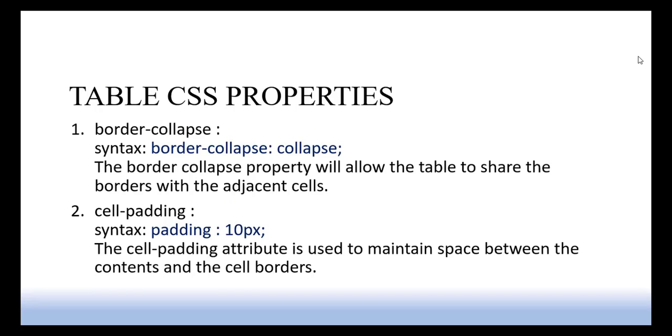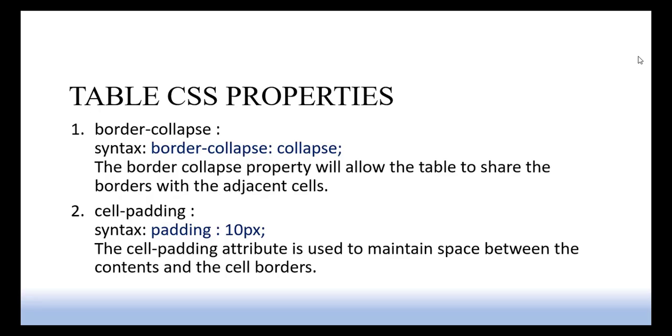So the CSS properties are like this: border-collapse. Border collapse means that since we will be giving a border to each cell, we don't want separate borders on each cell, because borders given to each cell will not make it look like a table. We want shared borders for adjacent cells. That is what is done with border-collapse.